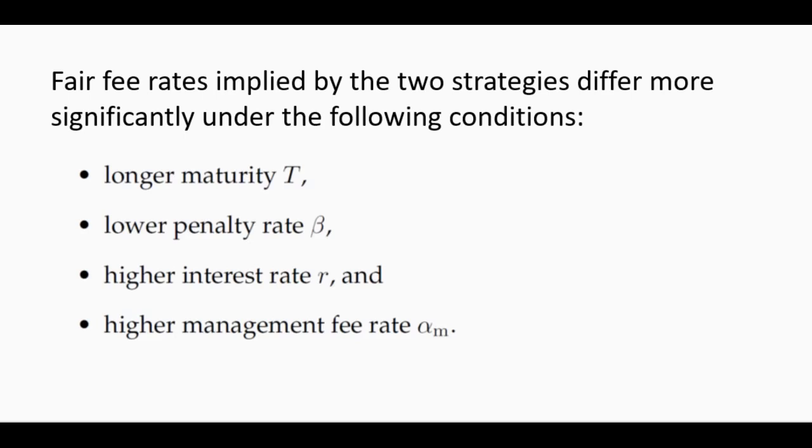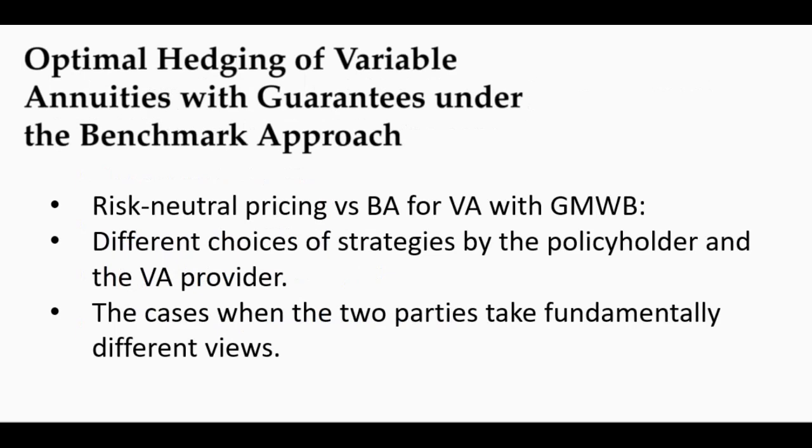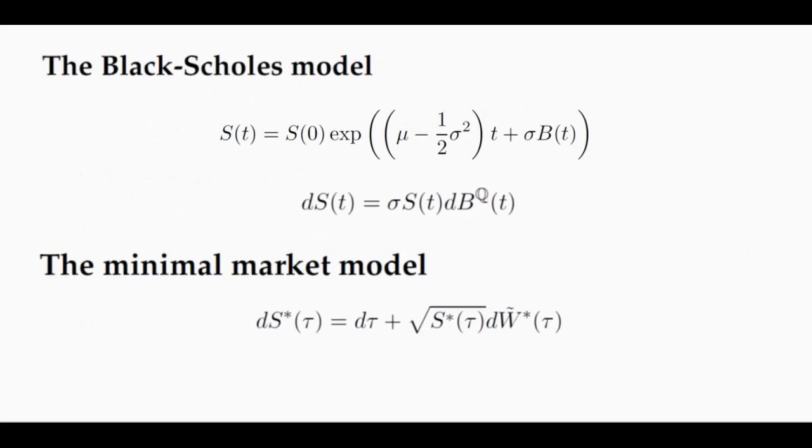Next, we look at a similar situation under the benchmark approach, where we consider hedging of variable annuities with guarantees, as depicted in the last chapter under the benchmark approach, and we compare that with a risk-neutral approach. So we consider under the risk-neutral approach, the Black-Scholes model, and under the benchmark approach, it is a minimum market model.